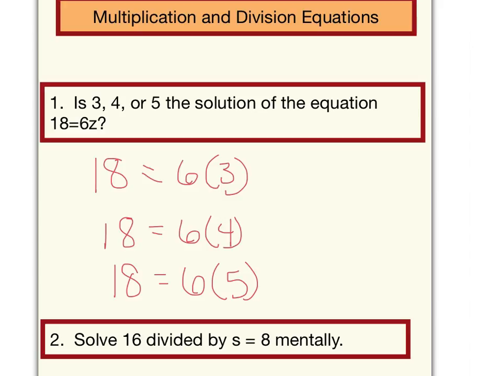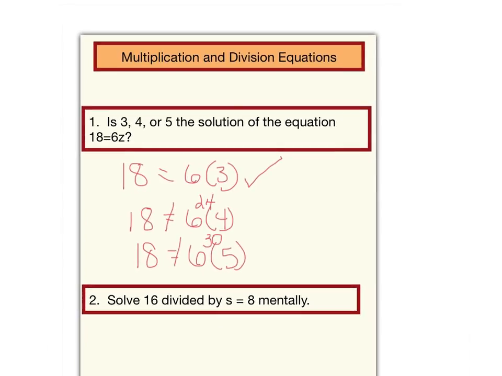Hopefully, you all chose this one because this is true. 6 times 3 does equal 18. 6 times 4 equals 24, so that would be false. 6 times 5 equals 30. That also would be false.